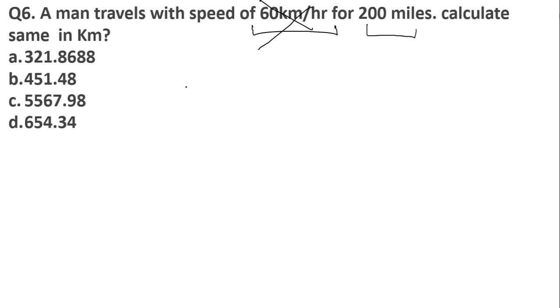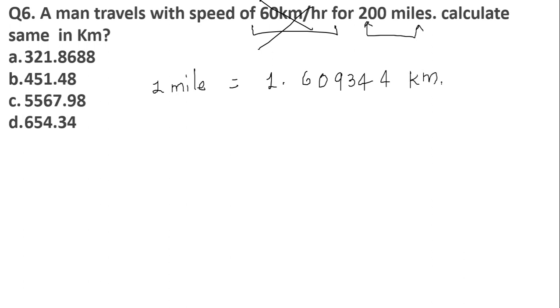We simply have to convert whatever he has traveled, that is 20 miles, into kilometer. So here we have to understand that 1 mile is equal to 1.609344 kilometer.